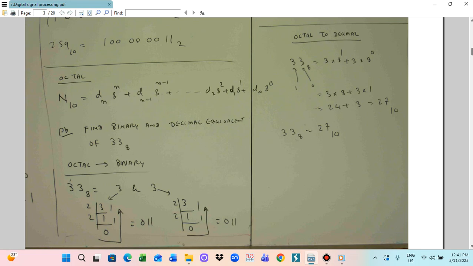So the 27 plus 3, you call that 27 base 10. So this is for the decimal conversion. Now for this problem, we change the order to binary conversion.